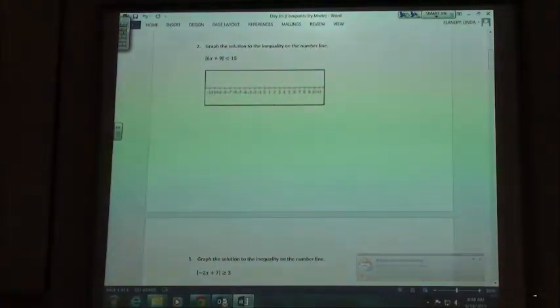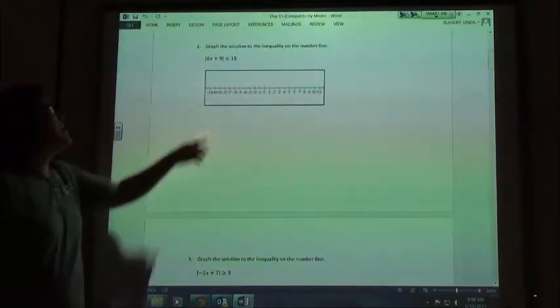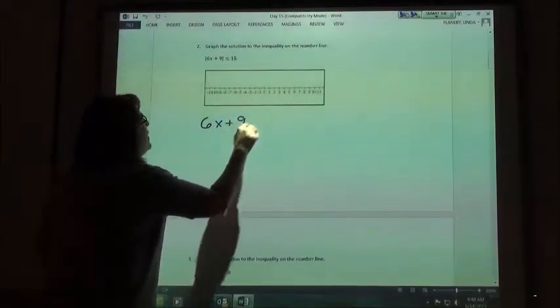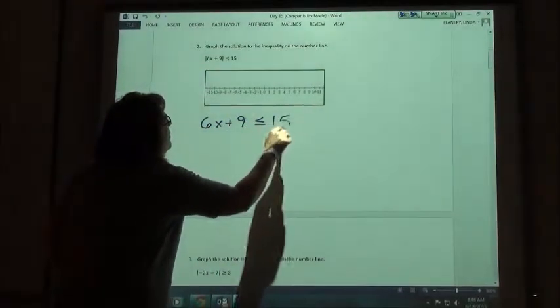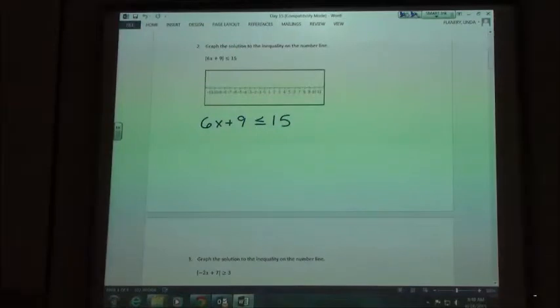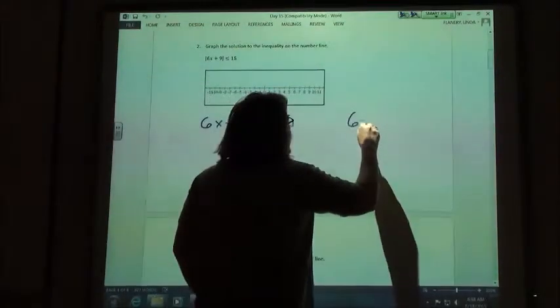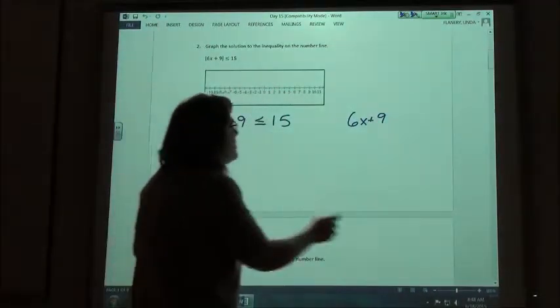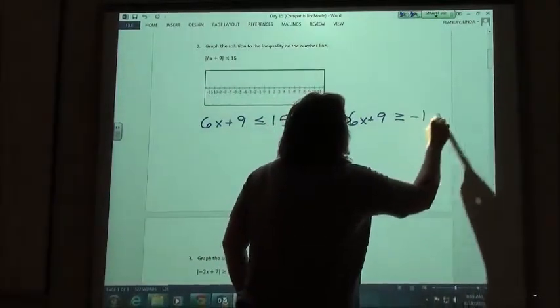So again, on this one, I don't really worry about if it's going to be an and or an or. I know it is an and, but I just say, okay, 6x plus 9 is less than or equal to 15, which is my original problem without the absolute value. And then I do the 6x plus 9 and switch my sign, so greater than or equal to negative 15.